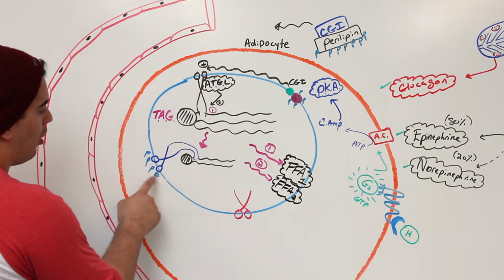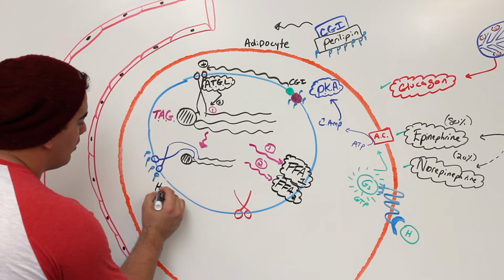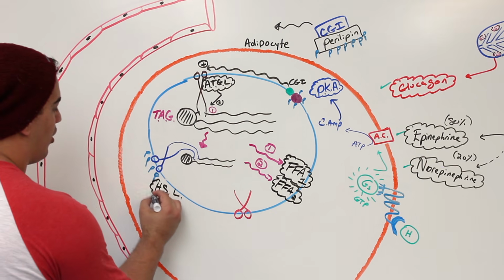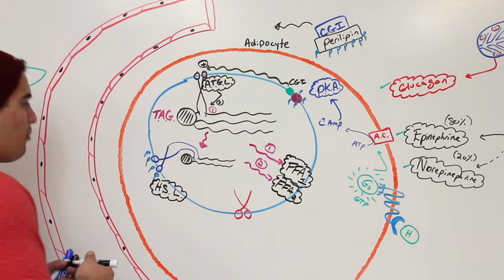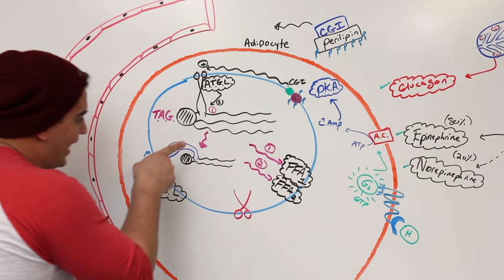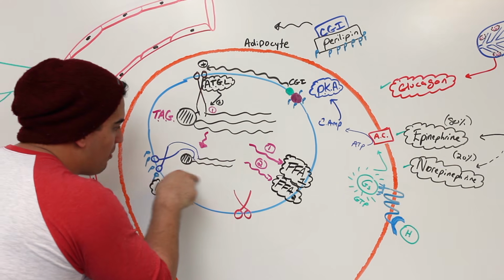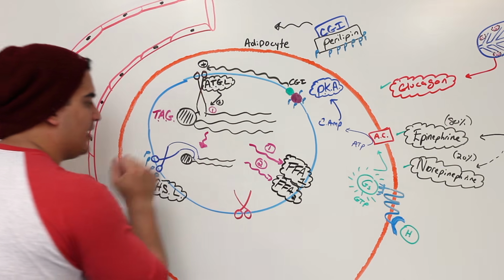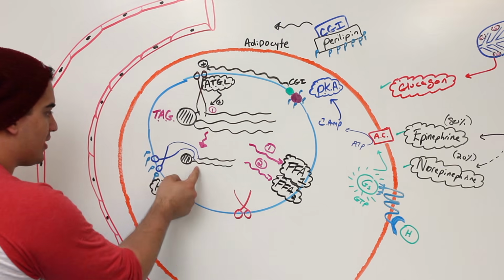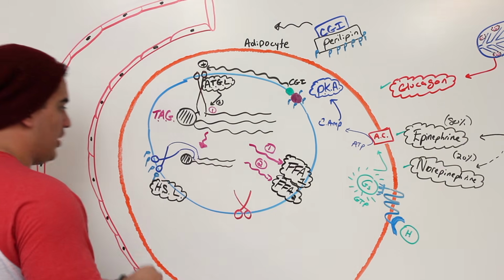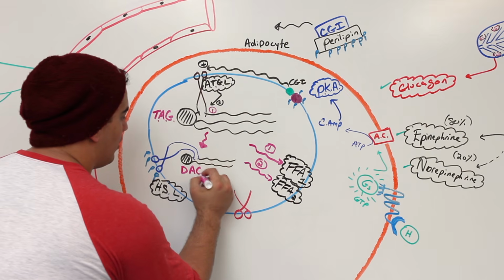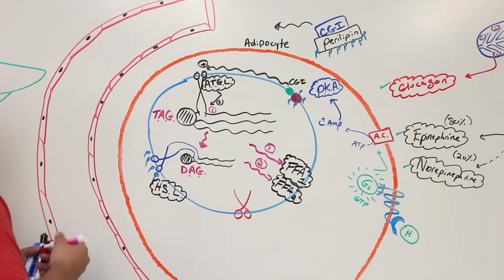This enzyme right here is called hormone-sensitive lipase, which you're going to denote HSL. So hormone-sensitive lipase is doing what? It's cutting this molecule here. What do you call this molecule when you have a glycerol and 2 acyl groups or fatty acyl groups? You call this diacylglycerol, or just DAG.